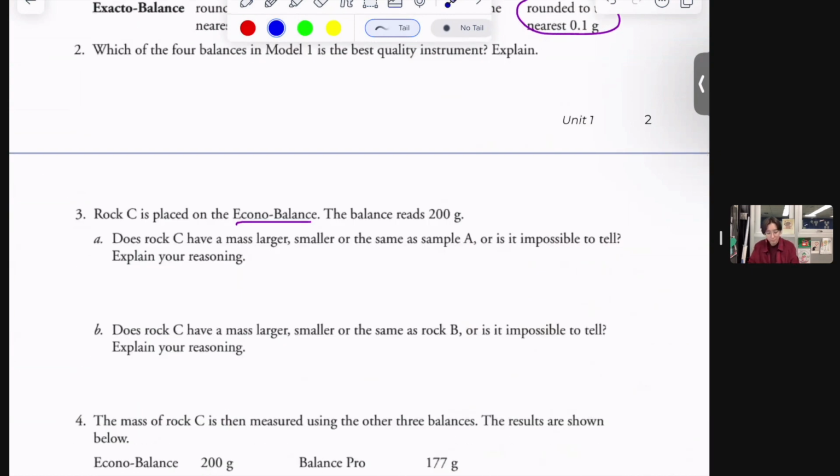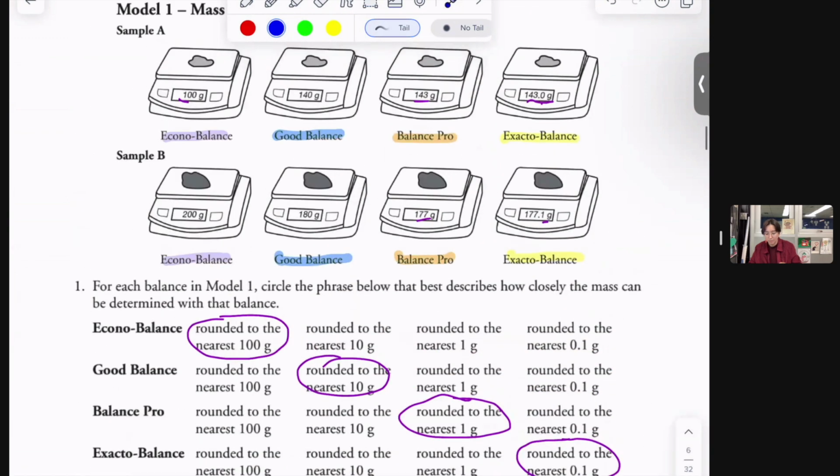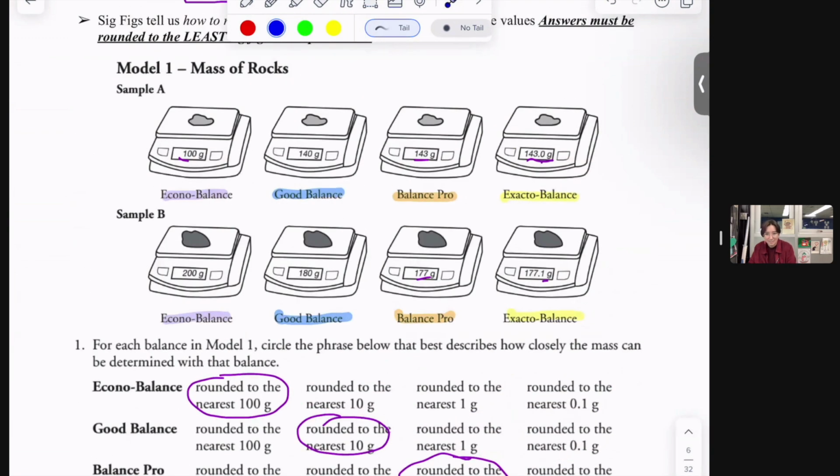And then the question is, is it smaller or the same size or bigger than sample A? So if I had another balance that says 200 grams and I compare it to sample A, can you tell which one's bigger? Can you tell if sample C is bigger or smaller than sample A? So we have 100 grams, 200 grams. Are you able to compare them? So think about it.